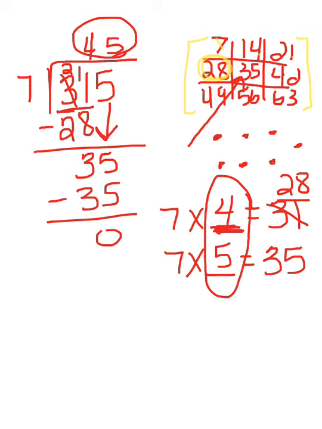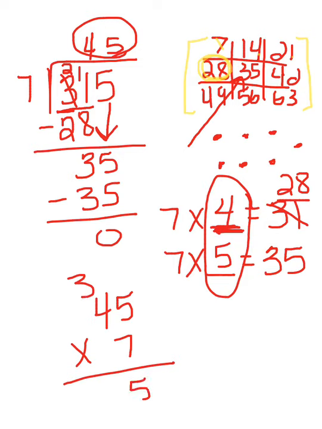And to check it, again, you would multiply 45 times 7. 7 times 5 is 35. 7 times 4 is 28. Plus 3 is 31.